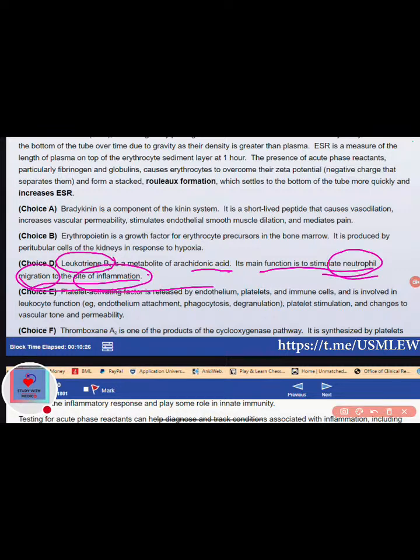Platelet activating factor is released by endothelium.